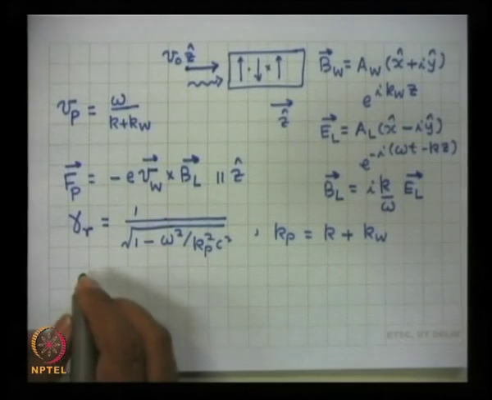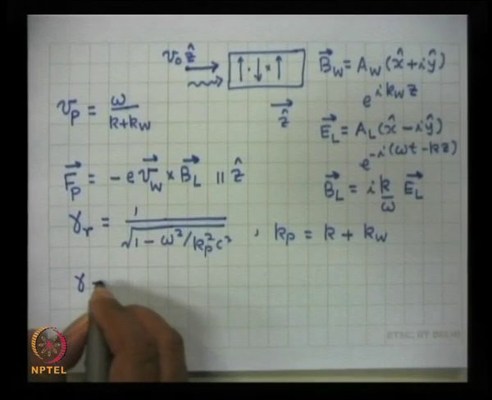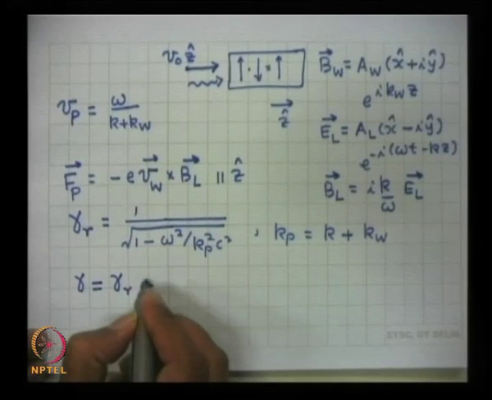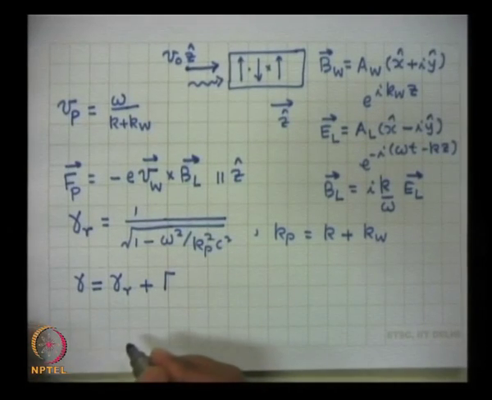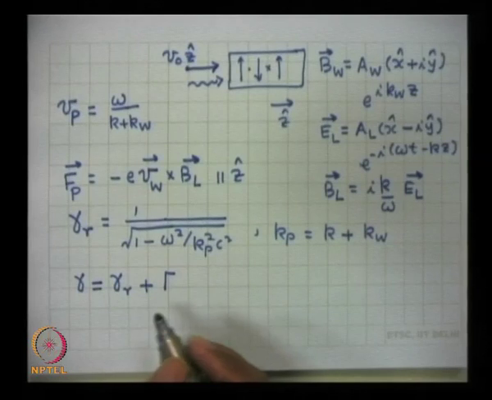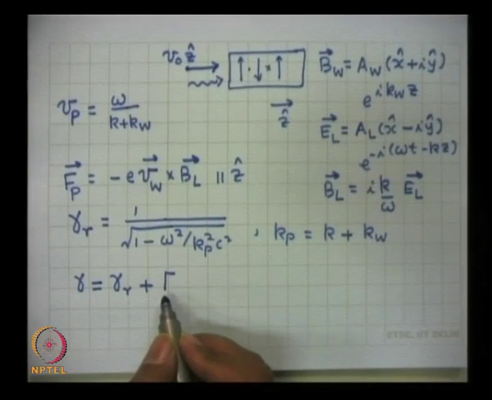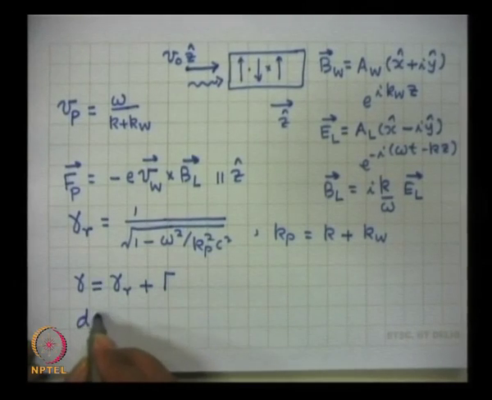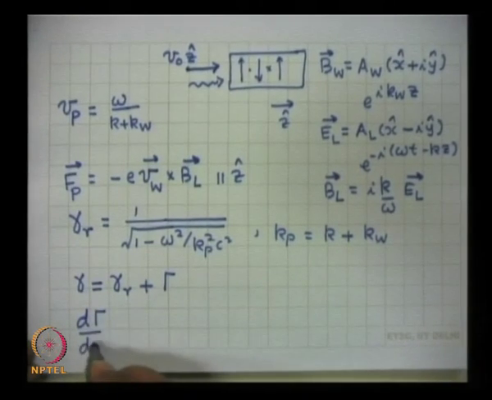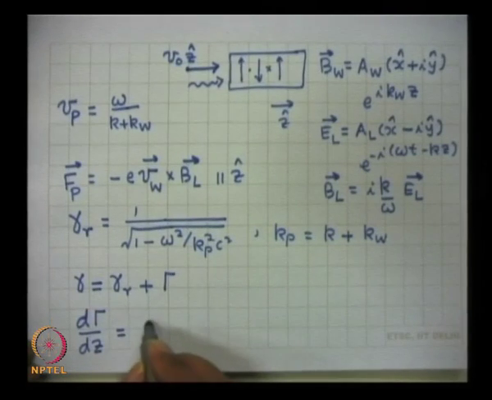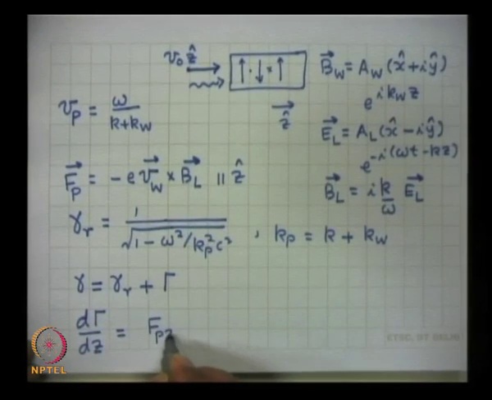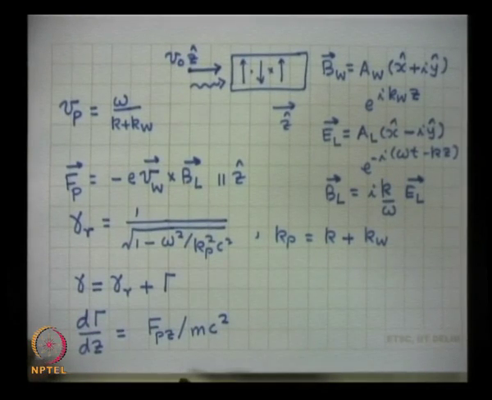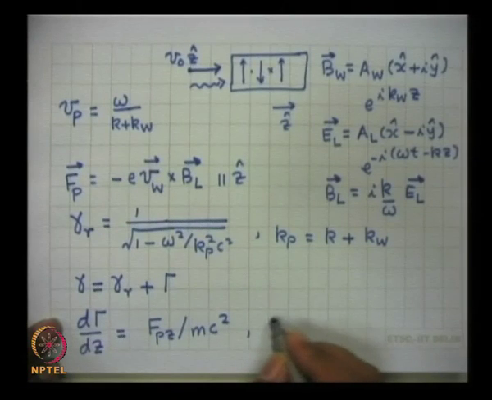Then we expressed particle energy gamma as gamma r plus some small departure from this value. And we wrote down two equations, one governing gamma, which was d gamma by dz is equal to Fpz over mc square. This is the energy equation. And one was the equation governing the evolution of phase of the wave.